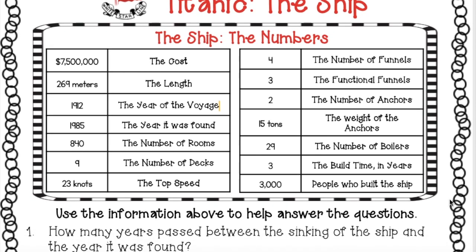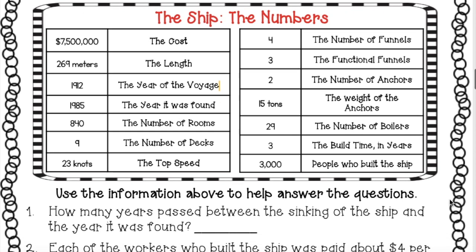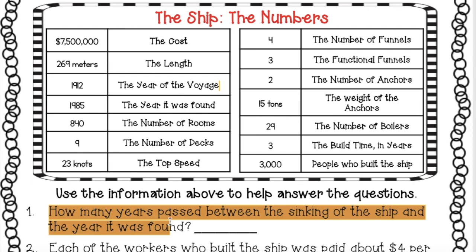So, the directions tell us to use the information above to help answer the questions. Let's look at number 1. Number 1 says, how many years passed between the sinking of the ship and the year it was found? So we're going to take a look at our data in our table above and figure this out. We're going to go to years, year of the voyage. I'm going to highlight it so you can see it. And we're going to highlight the year it was found.